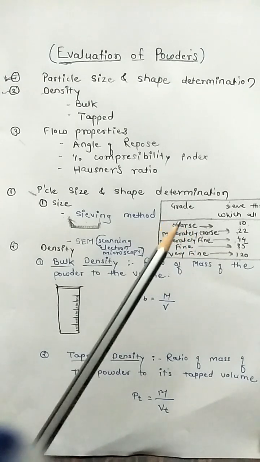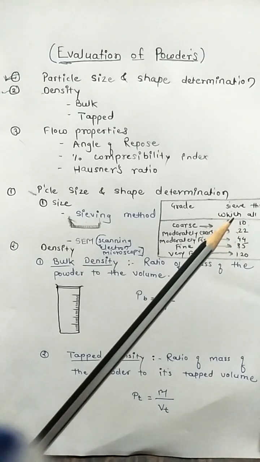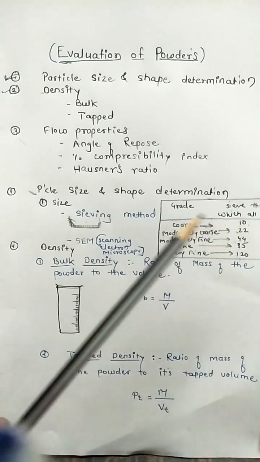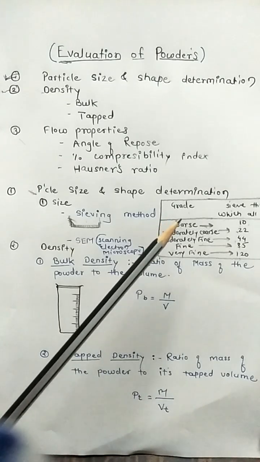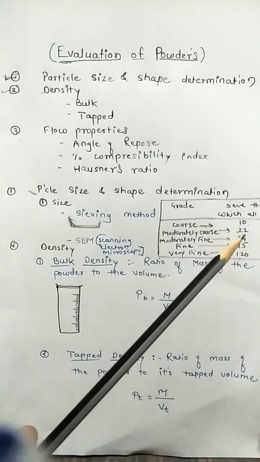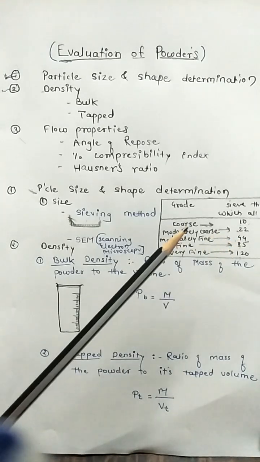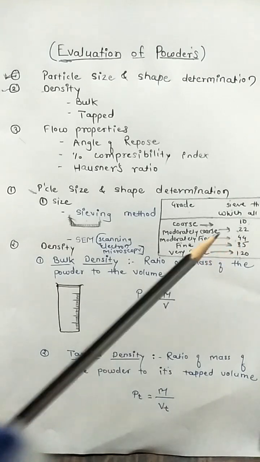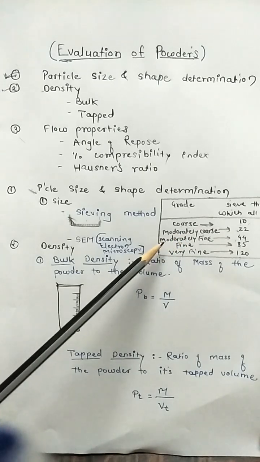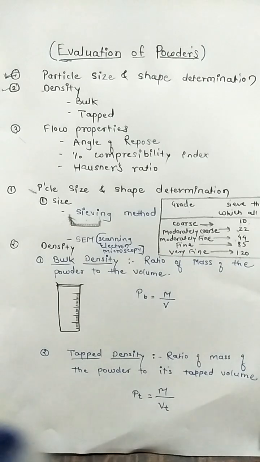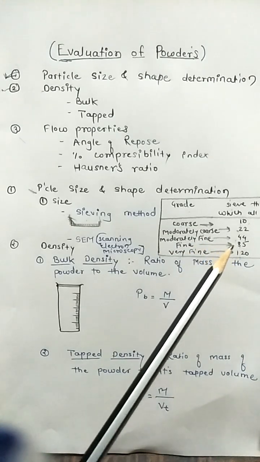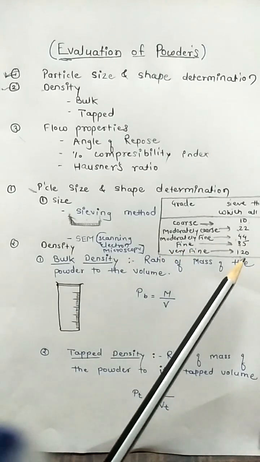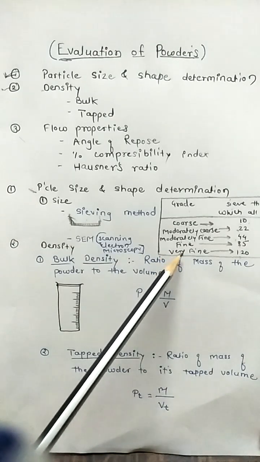In this chart we can see, first is sieve number 10. When particles pass through the number 10 sieve, they are of coarse grade, meaning they are coarse in size. Second is 22. If particles pass through the number 22 sieve, they are called moderately coarse particles. Likewise, particles passing through number 44 are known as moderately fine particles. Particles passing through number 85 are known as fine particles. And in the case of 120, the particles are very fine.